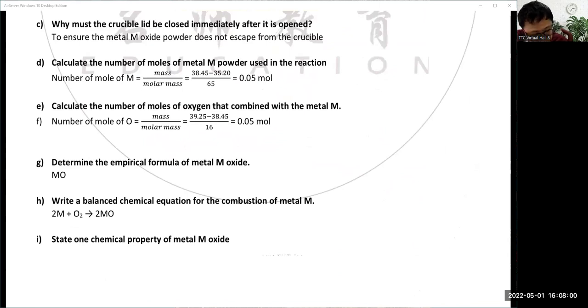So, chemical property. This is actually Form 4 chapter 4. It is a basic property, so you react it with acid, because basic means alkaline. You can react it with acid to form salt and water.